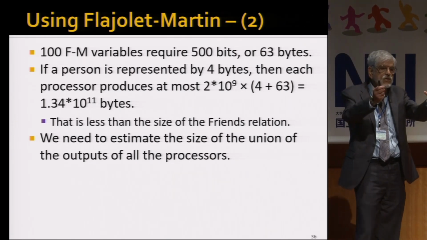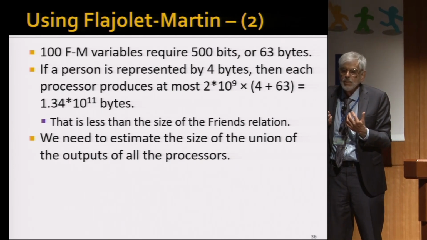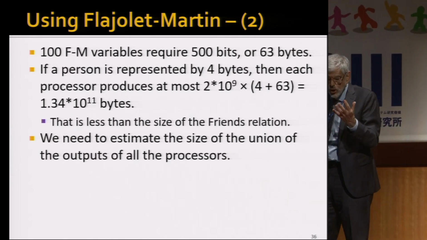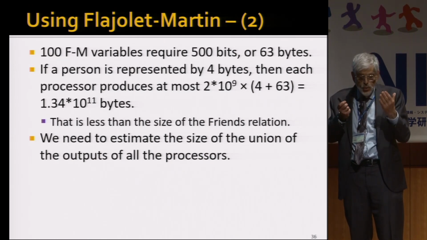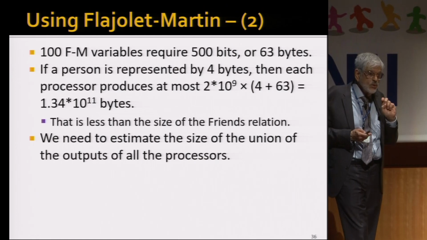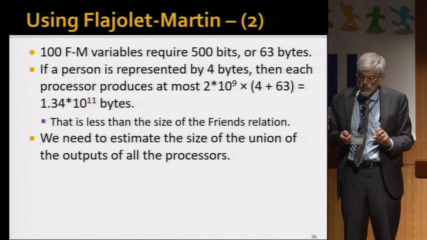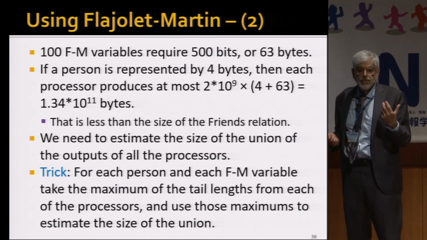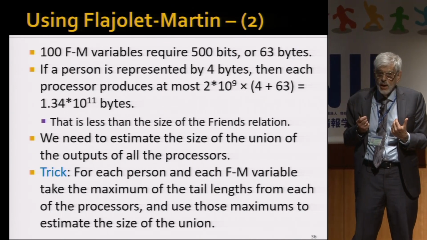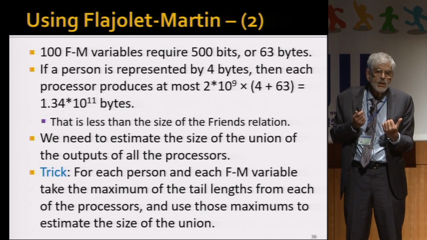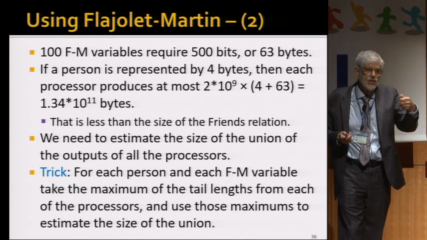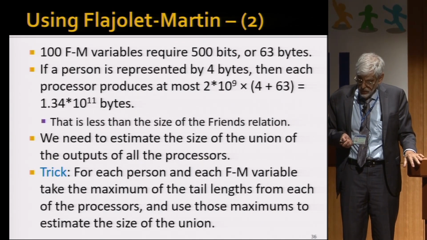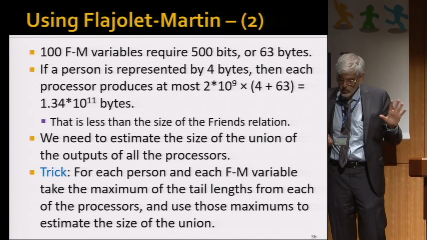Now, remember, this is coming out of each reducer. When you try to combine the results from all the reducers, you don't know exactly who the friends of friends of friends of P are. But you do have those variables estimating the number of friends. And the trick is very simple then. You just take the maximum tail length that comes out of each of the reducers, and you use that maximum to help estimate the number of friends of friends of friends of each person. And then you combine the estimates in a way that I didn't tell you. As I said, it's a little bit tricky, but it works.